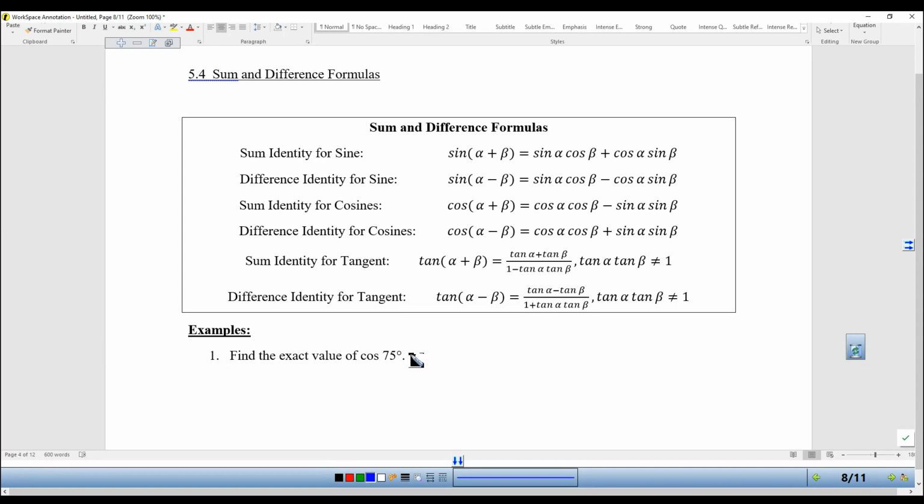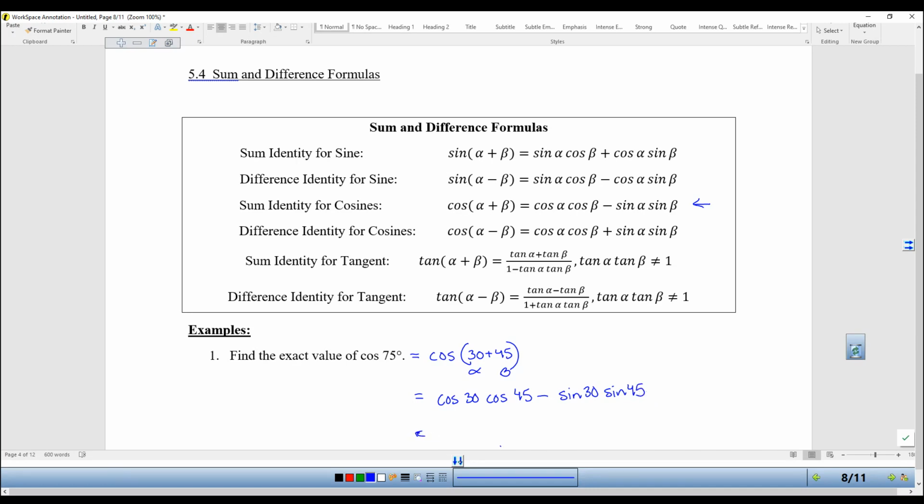So I'm going to break cosine of 75, which you only know how to solve on a calculator, and I'm going to break it down into cosine of 30 plus 45, which are two angles that you are familiar with. Now that I have it written like that, let's consider that alpha and consider that beta. I can rewrite this using the formula right here as cosine of 30 cosine of 45 minus sine of 30 sine of 45.